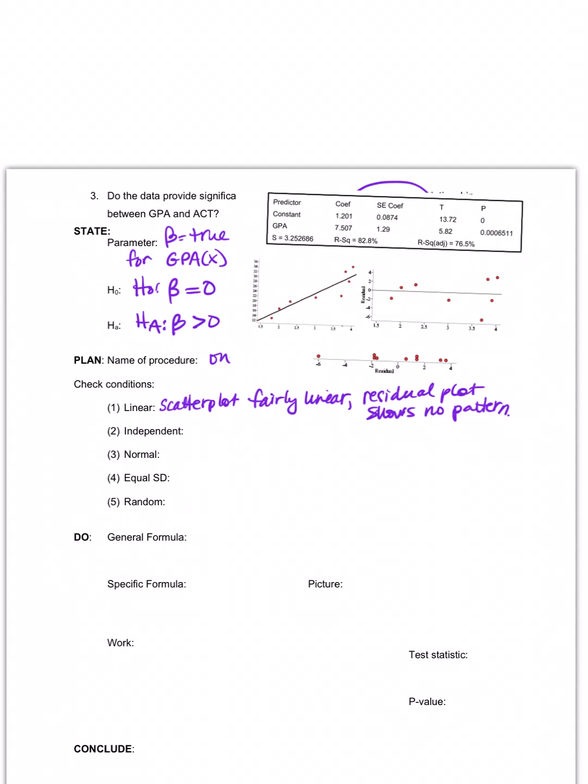Independent, 10% rule: how many students did he test? 9. Is that less than 10% of all the students, which was 101? Slightly, barely, but we are good. And we also know that each individual observation is independent.